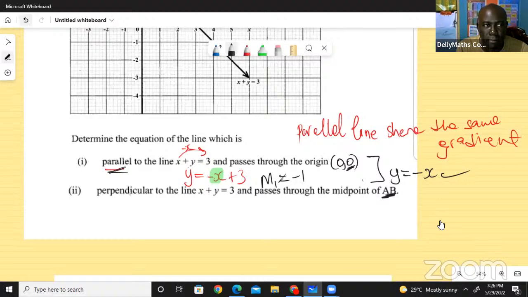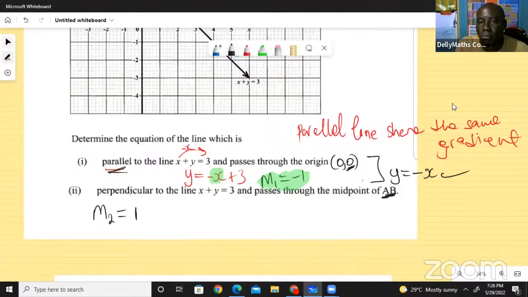Now the gradient is going to be the negative reciprocal of this. Hold on, let me fix this. It's going to be the negative reciprocal of that, which means it's going to be a positive one. So for this perpendicular line, if you allow me, I'll just write M2 for the gradient, yeah? So the gradient for this is going to be +1, but I need to know the midpoint coordinate.